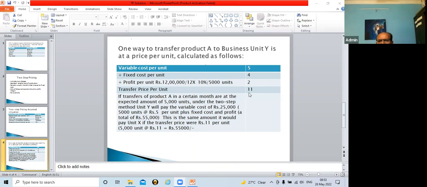Let me tell you again, these are very simple numericals. Again, I repeat, first you have to identify variable cost and then identify fixed cost. Once we identify variable cost and fixed cost, add expected profit or return to that. And then whatever total comes is nothing but the transfer price in respect of two-step pricing.